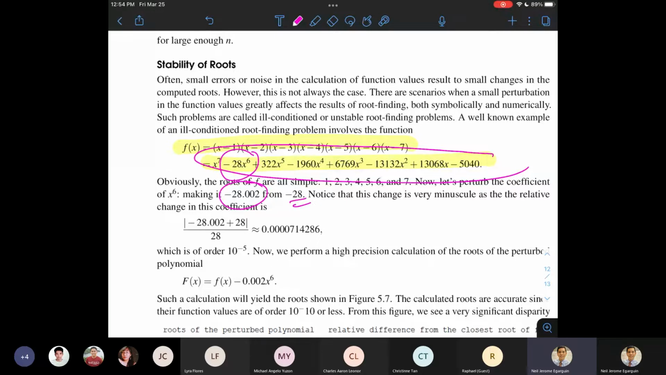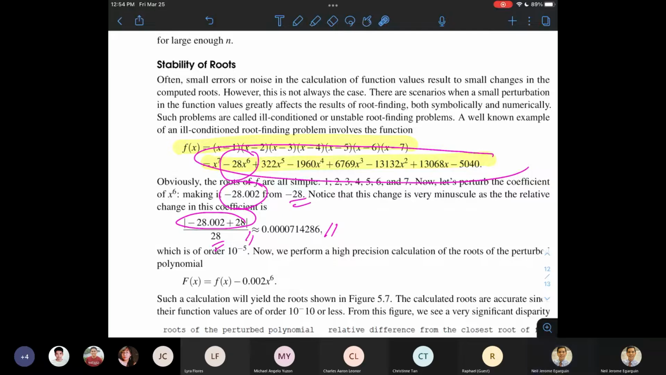So usually pag tinitingnan nyo, minimeasure nyo kung malaki ba yung change or malaki ba yung perturbation, kukomputin nyo yung relative change. So kinuha ko yung relative change. Nag-change yung input ng 0.002 pero relative siya dun sa original value na 28. Ito yung makukuha ko. So essentially, it's order 10 to the negative 5 or more precisely, it's about 0.007%. So indeed, altering the coefficient of x to the 6 a little bit to negative 28.002 is not a big change in the function f.